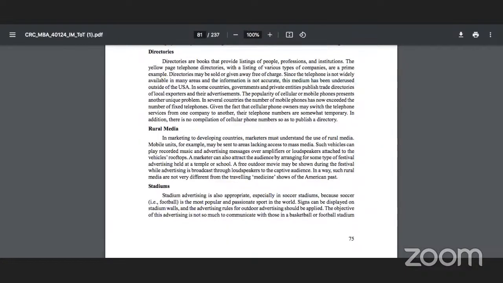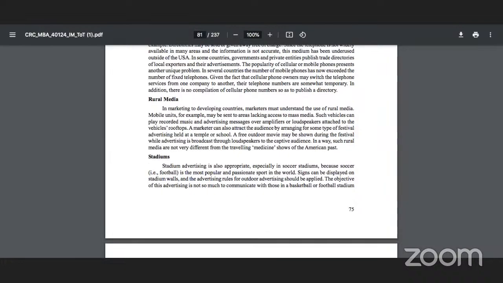So, the popularity of cellular mobile phones presents another unique problem. Why so? Because the number of mobile phones has now exceeded the number of fixed phones. So, the directories are therefore not as popular as they were earlier.